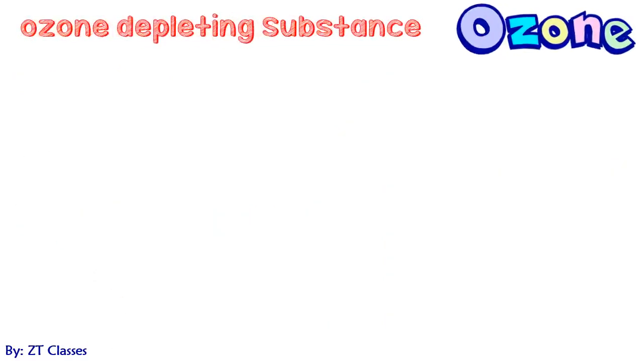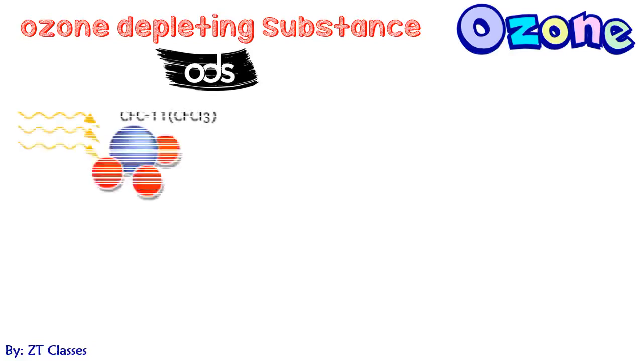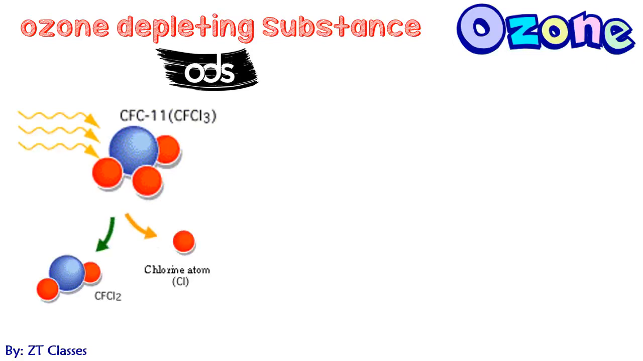What are ozone depleting substances, or commonly called ODS? All those substances which can emit free radicals of chlorine, bromine, hydroxyl, all these substances are called ozone depleting substances. One of them, the most common one, is chlorofluorocarbons, responsible for 80% of ozone layer damage. When these molecules are hit by UV rays, they split into two parts, emitting a chlorine atom. This chlorine atom in the atmosphere is responsible for damage of the ozone layer.